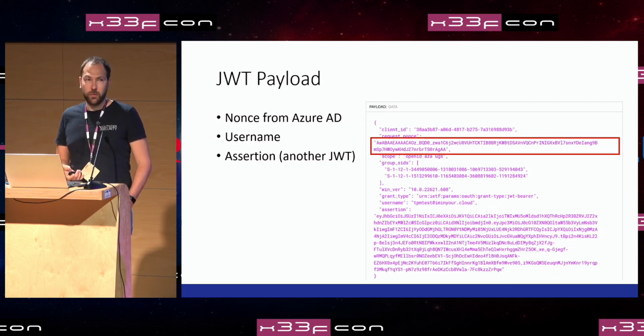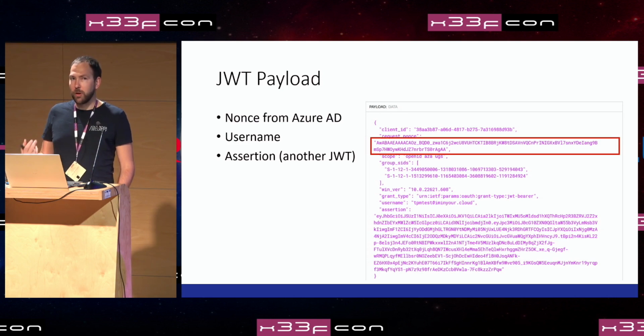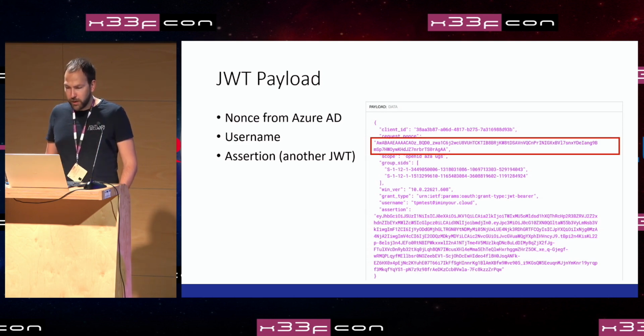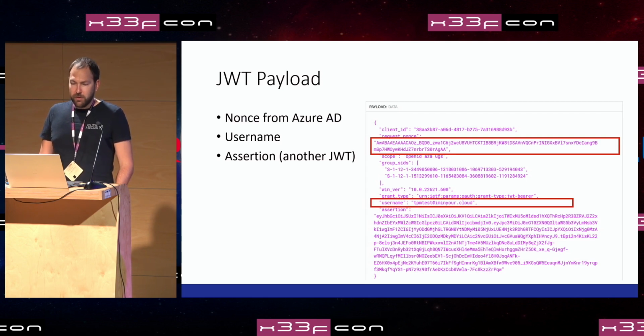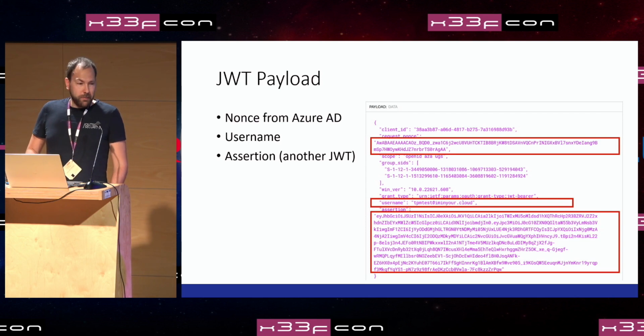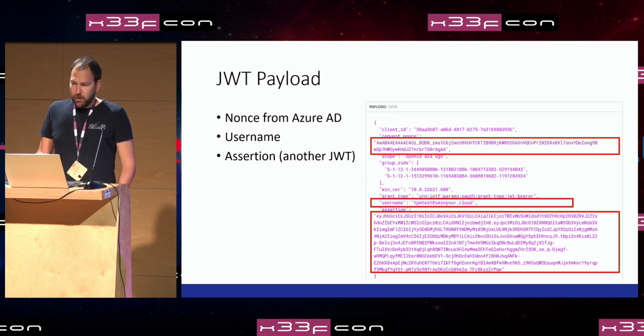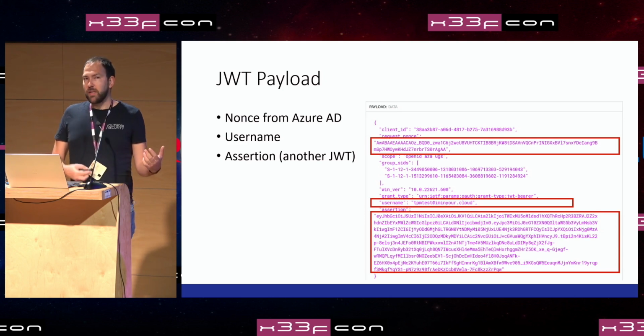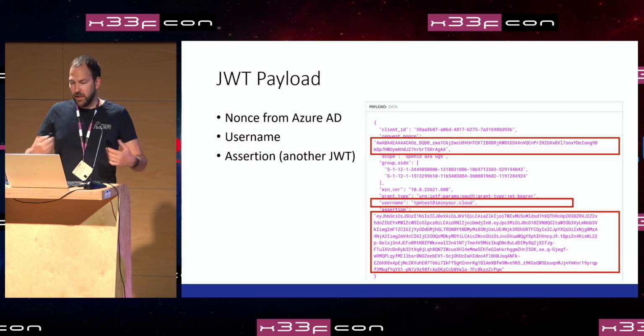So we have the request nonce. This is a very common occurrence when you see primary refresh tokens being used. It always uses this nonce to basically prevent replay attacks, because the nonce expires after a few minutes. We see the username that's authenticating, and we see something called an assertion. And here we have another JSON web token. So there's a JSON web token in a JSON web token. And this whole payload is basically signed with the device certificate and the private key, so that Azure AD can validate it's actually from the device.